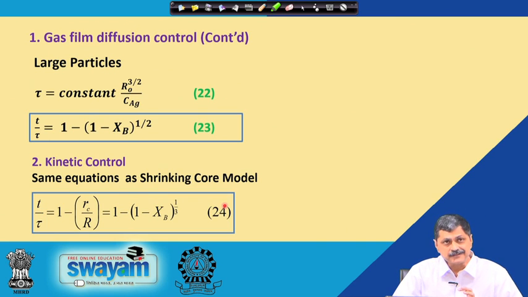For large particles, the relationship between Kg and R is different. Using that, we find that tau is proportional to R0 to the power 1.5, and equation 23 gives us the relationship between conversion and time. If it is controlled by chemical reaction resistance, the same equations that we derived for the shrinking core model may be used here also. That is equation 24, which we derived in the previous shrinking core model.